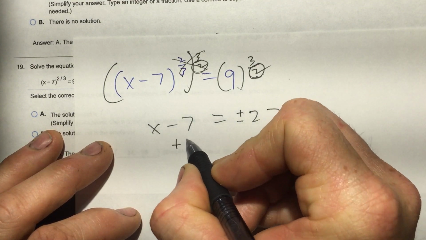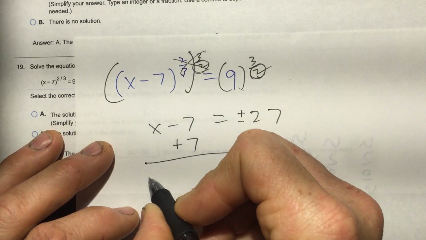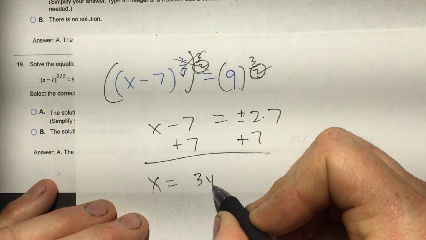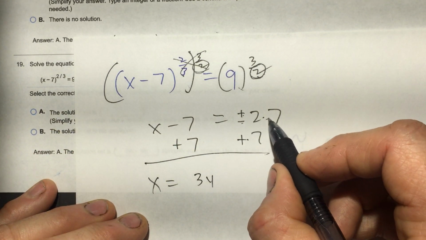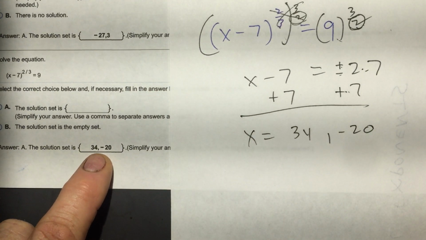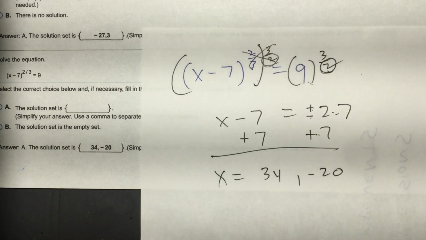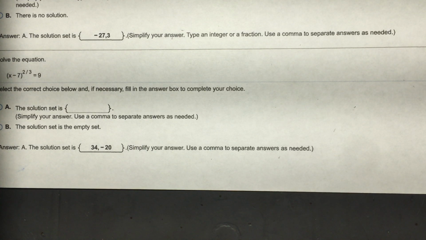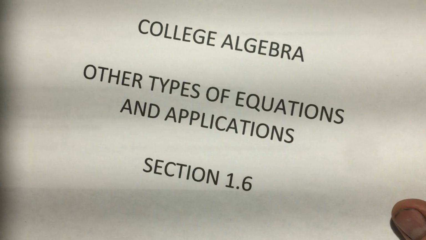So now finishing up, I would add 7. So I've got 27 plus 7, which is 34. But then I have negative 27 plus 7, which is negative 20. So that should be my two answers, and you can see it right here. Okay. Now, so I think we've gone through everything in this.